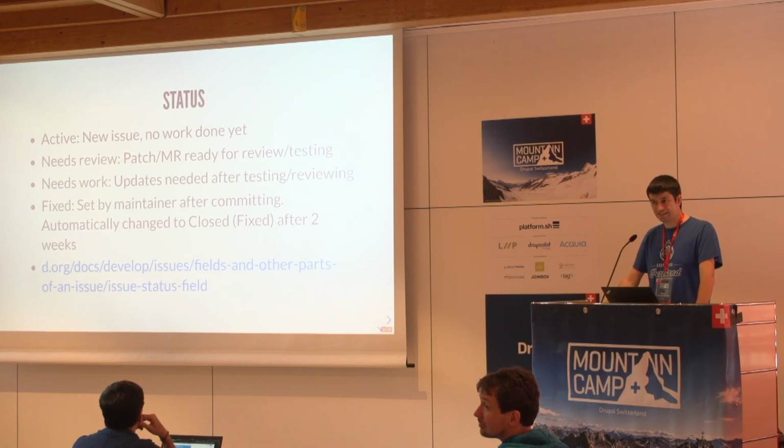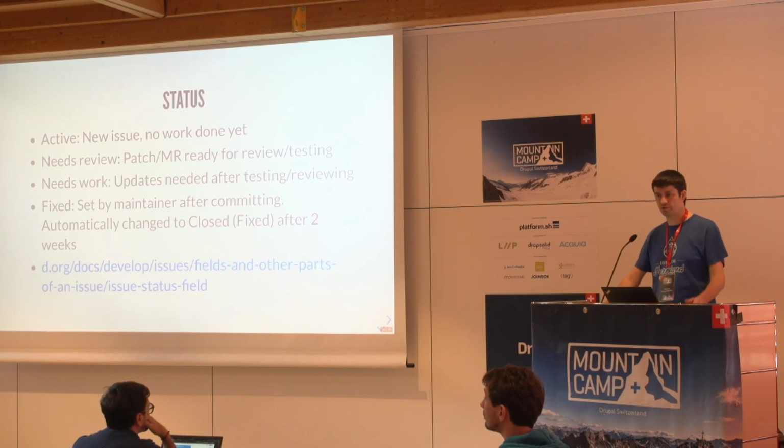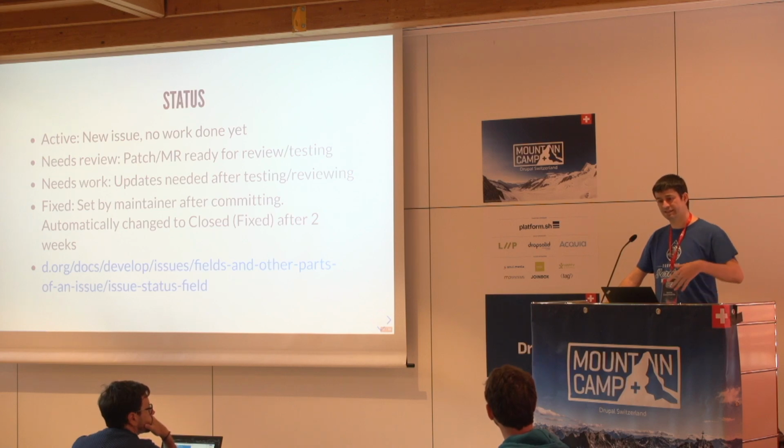And then 2 weeks later, it's automatically set to closed fixed. The idea is that fixed issues remain visible in the issue queue. So for 2 weeks, if other users have the same problem, they see it, they don't have to create a duplicate issue, and then it's getting closed. It only really helps if you do releases in a timely manner, but it's something.